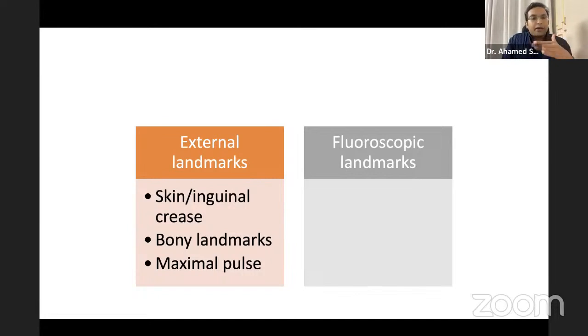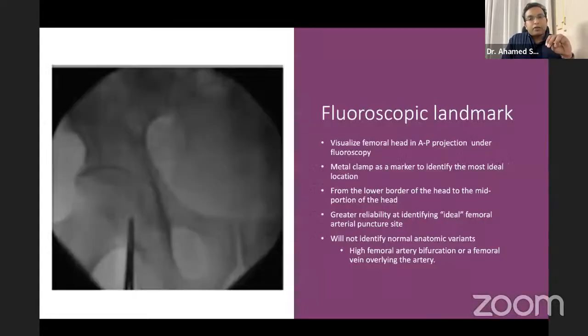So it is always prudent, with every puncture, to keep an eye on the external landmarks, basically the skin and the inguinal crease. The bony landmarks as described, that is the anterior superior iliac spine and the pubic symphysis, and the area of maximal pulse, which we try to locate with the three finger technique, and also the fluoroscopic landmark. In case of difficult puncture, including an obese patient, we try to locate the femoral head with the help of fluoroscopy.